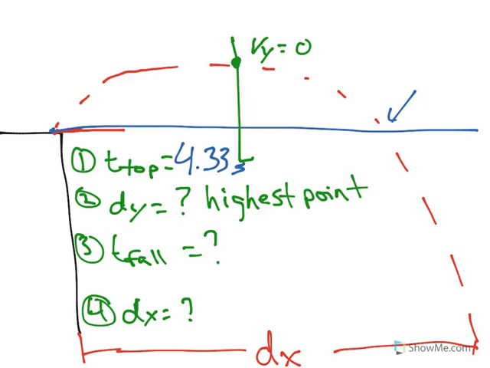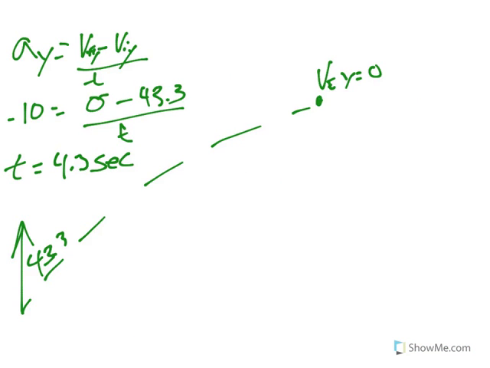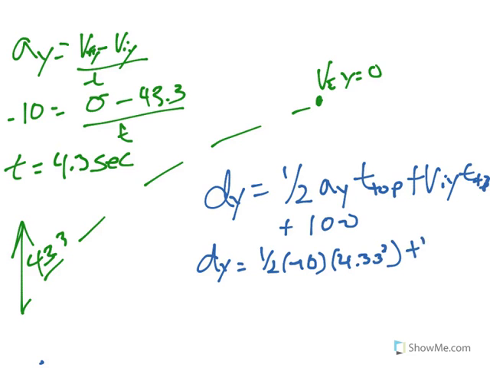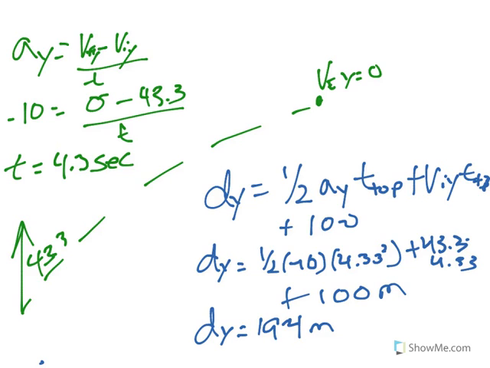Alright, now we've got the time to the top. Now we've got to find the highest point, because we need to figure out how long it's going to take to fall. How long does it take to fall from the highest point? So we got to calculate the highest point. Well, the highest point would be equal to dy equals 1/2 times ay times t top squared plus viy t top plus 100. This is the height of the building. So we'll plug all that in, and we should get dy equals 1/2 times -10 times 4.33 squared plus 43.3 times 4.33 plus 100 meter height. Okay, so this should get us the height of our fall. So if we solve for this, we should get dy is equal to 194 meters.